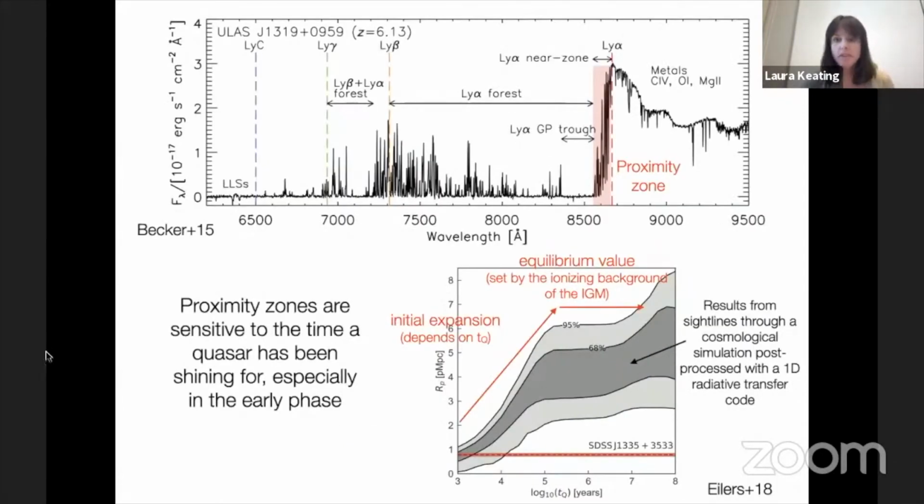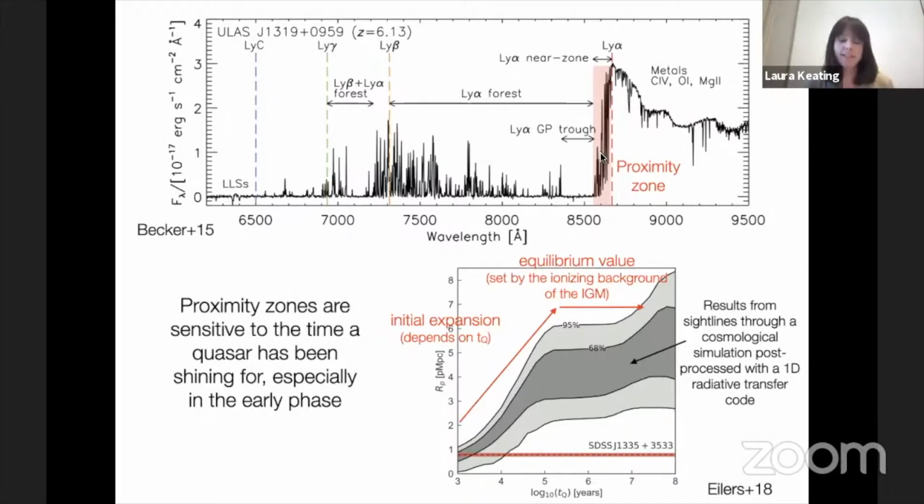This is just an example of a quasar spectrum at redshift 6. And as has been shown many times, the Lyman-alpha forest is very saturated at this redshift. But close to the emission redshift of the quasar, there's a lot of ionizing photons coming from the quasar itself. And this allows for a more highly ionized intergalactic medium in the vicinity of the quasar. And so you can actually get a transmitted Lyman-alpha forest close to the emission redshift of the quasar. And this is called the near zone or proximity zone.